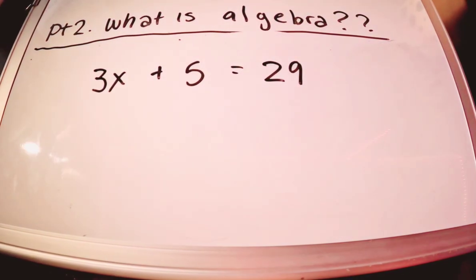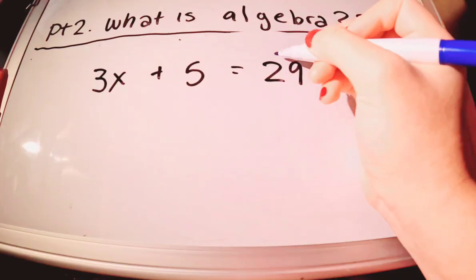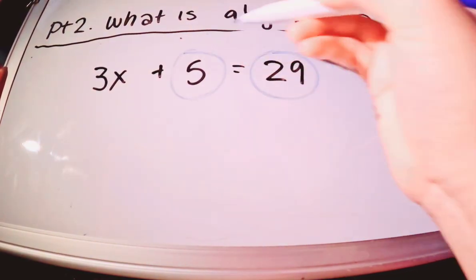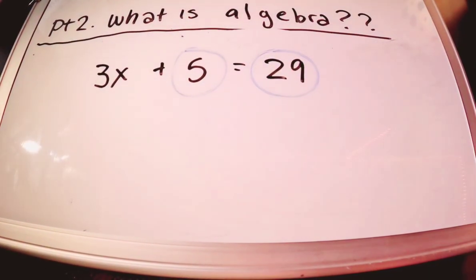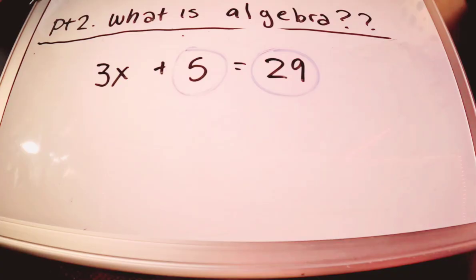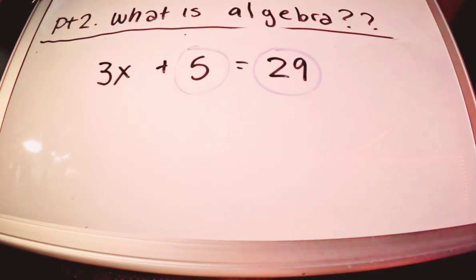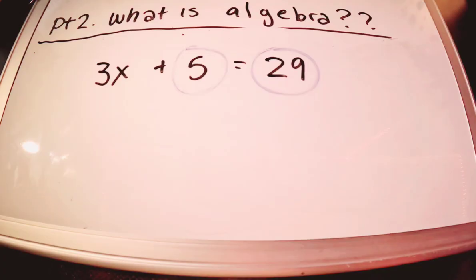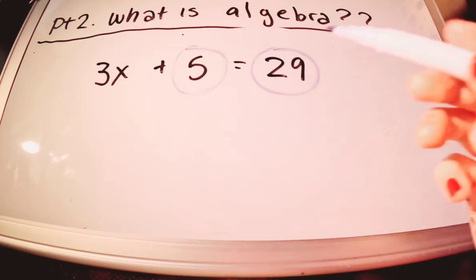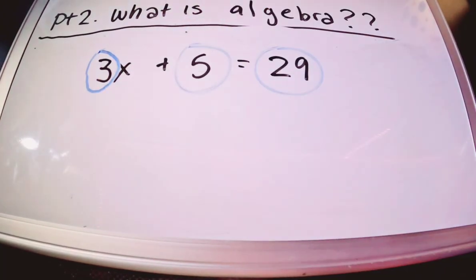Your 29 and your 5 are constants. What that means is that those numbers are not going to change. The 5 and the 29, they are 5 and 29. You can't manipulate them so they become something different, okay? The 3 is called a coefficient.